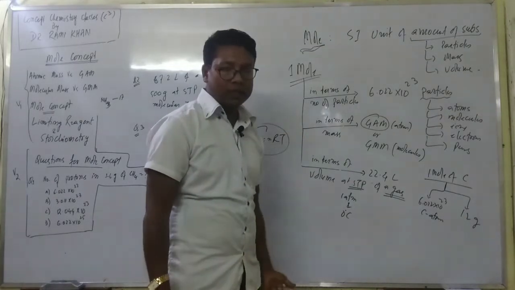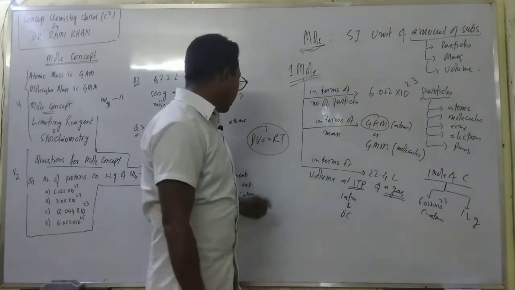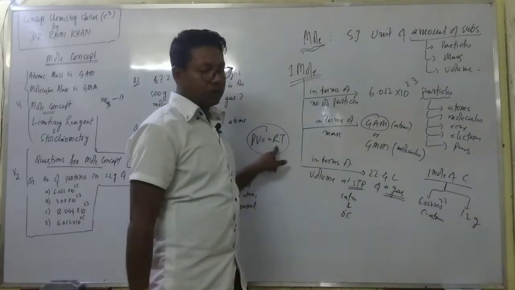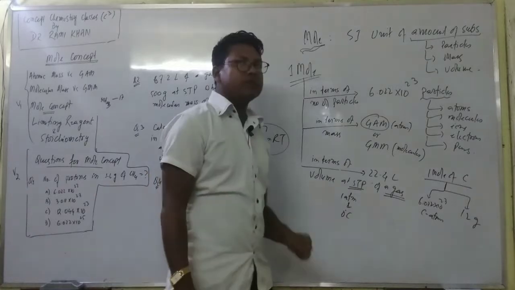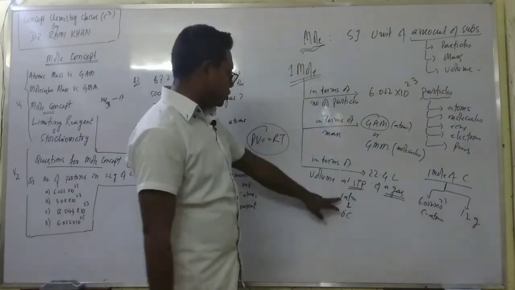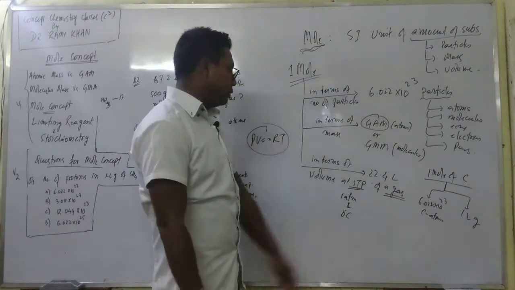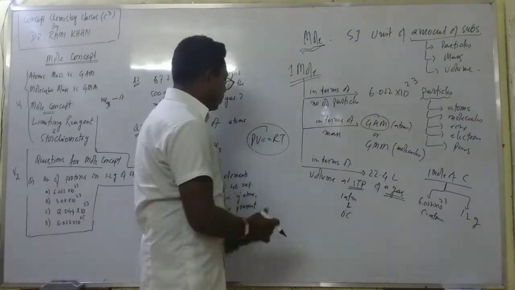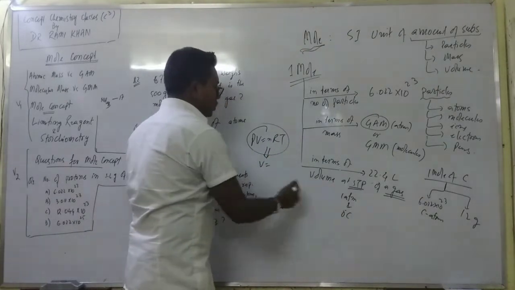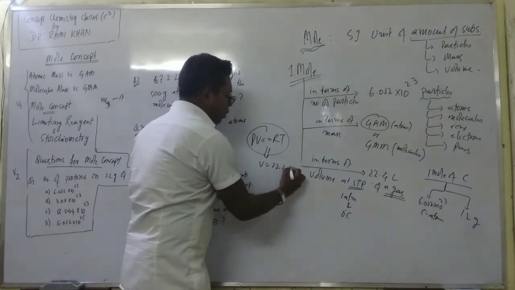which is 273 Kelvin, and n will be equal to 1 mole. R in terms of atm is 0.082 liter atm per Kelvin per mole. From this particular equation, V will come out to be 22.4 liter.